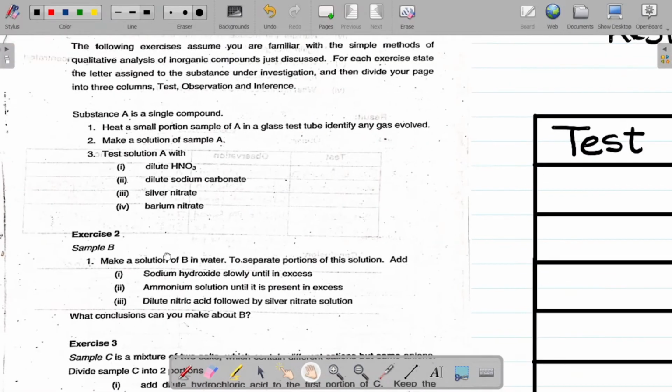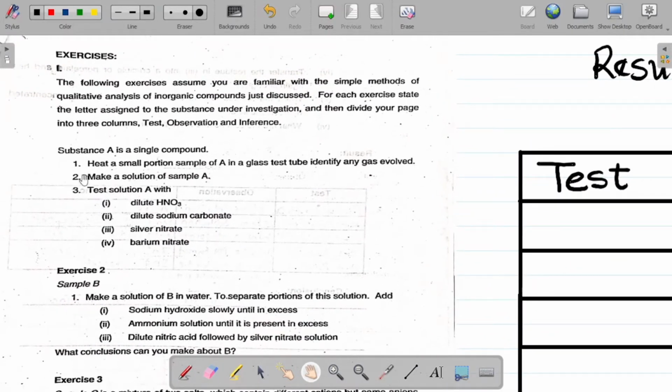Next, they say substance A is a single compound. First things first, they're giving us a hint that A is a compound. What next? Number one says heat a small portion sample of A in a glass test tube. Identify any gas evolved. This one was done, but I don't think they actually identified the gas evolved.